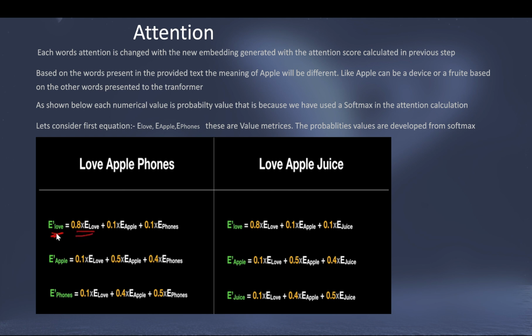Focus on this red line. This new embedding of love will be a result of the attention score, that is the softmax output, times the value matrix of love, which we got from love into this filter WV, plus the softmax output of love's query into the key of apple, times the value matrix of apple, plus the query of love into the key of phone, times the value matrix of phone.